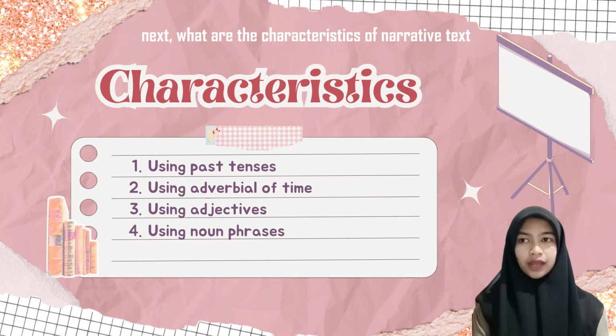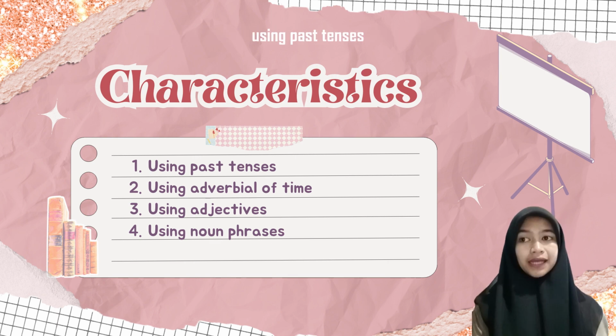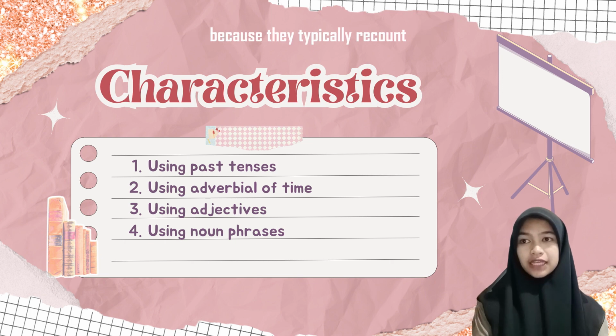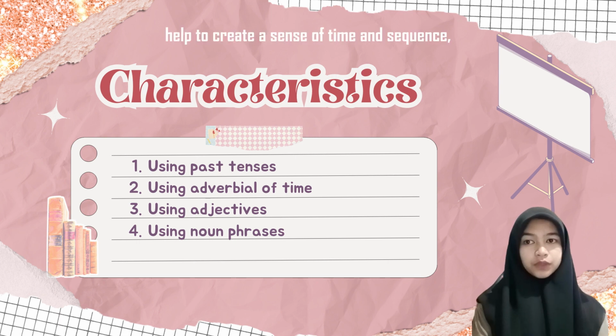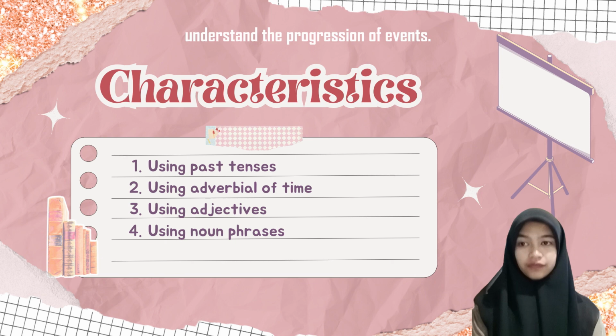Next, what are the characteristics of narrative text? The first one, using past tense. Narrative texts often contain past tense because they typically recount events or stories that have already occurred. Using the past tense helps to create a sense of time and sequence, which enables the reader to follow the plot and understand the progression of events.